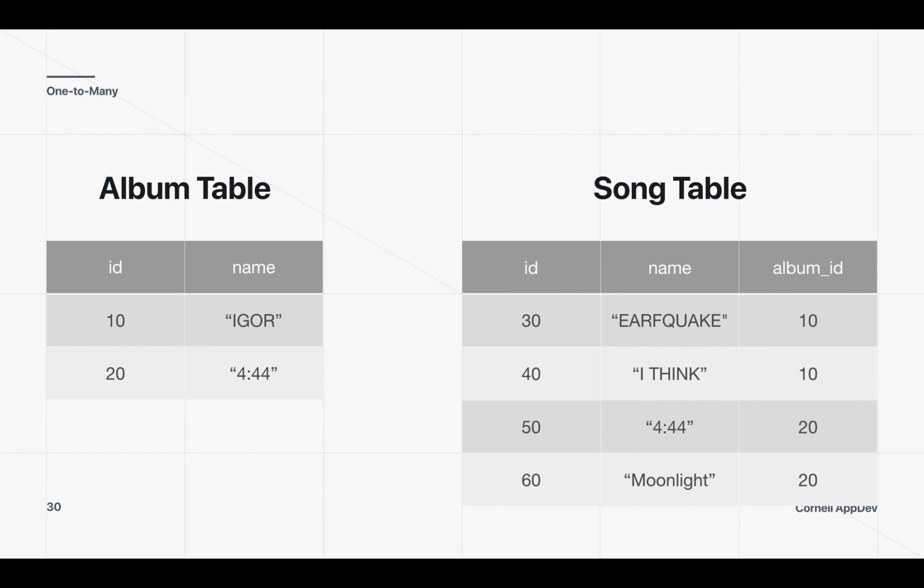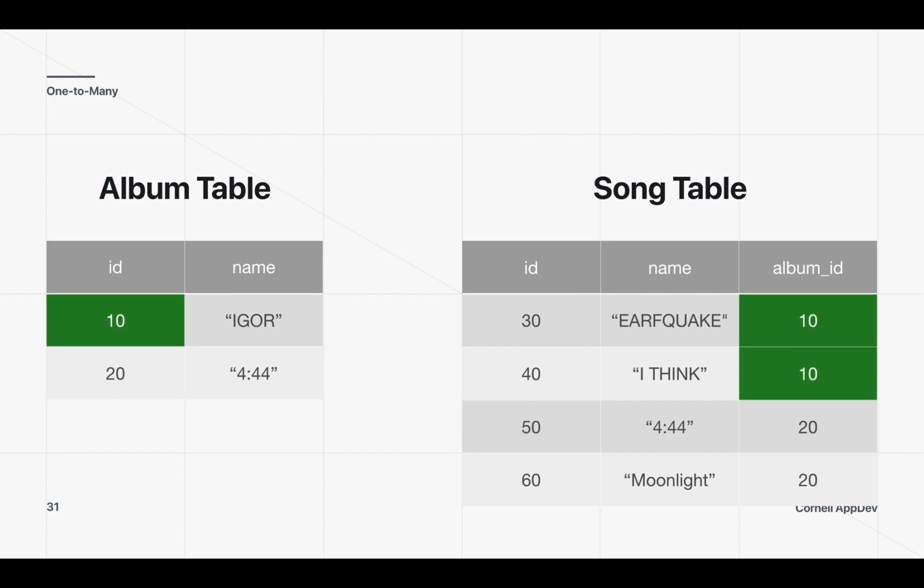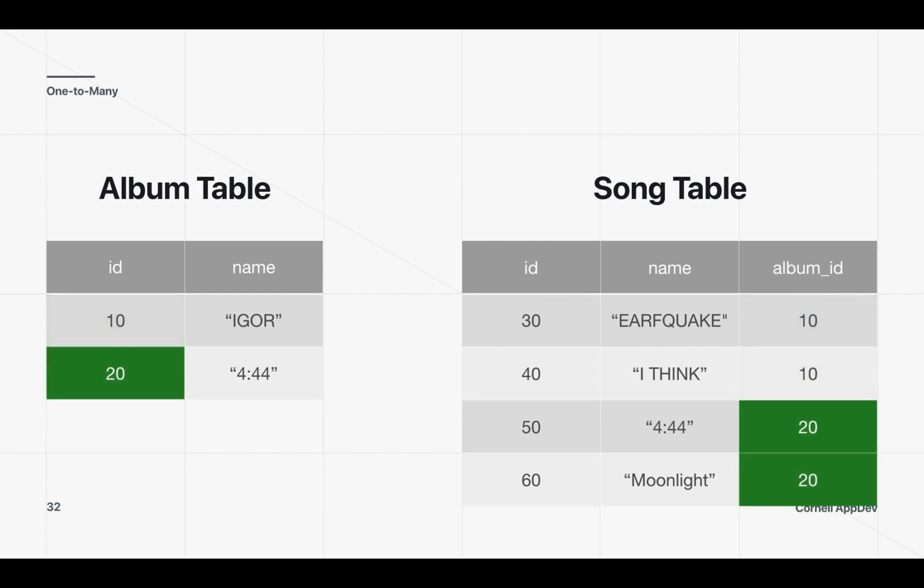One example we'd consider is if we're making a Spotify or Apple Music retake, an album and a song table. As you can see with ID 10 on the album table, we can have multiple songs listed that correspond to that same album. So you can see here for Igor, we have Earthquake and I Think, while for 444, we could have more songs associated with those respective IDs.